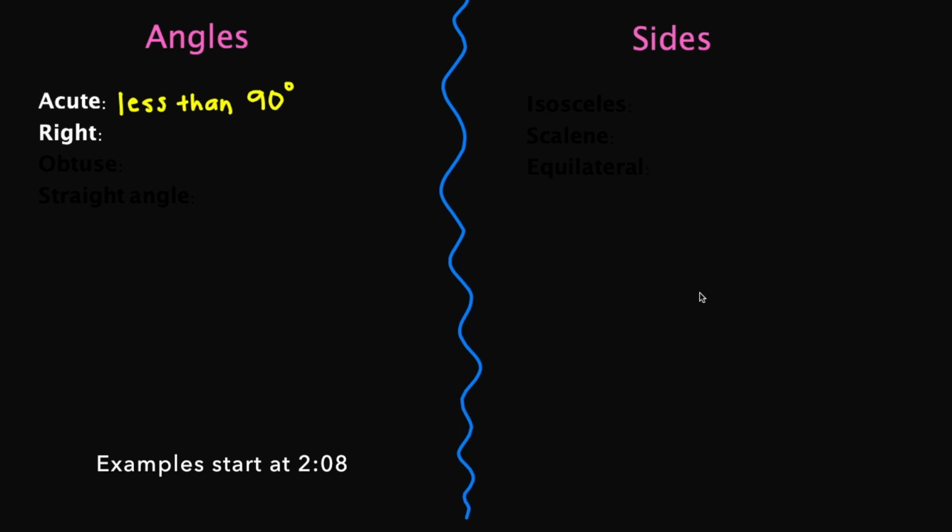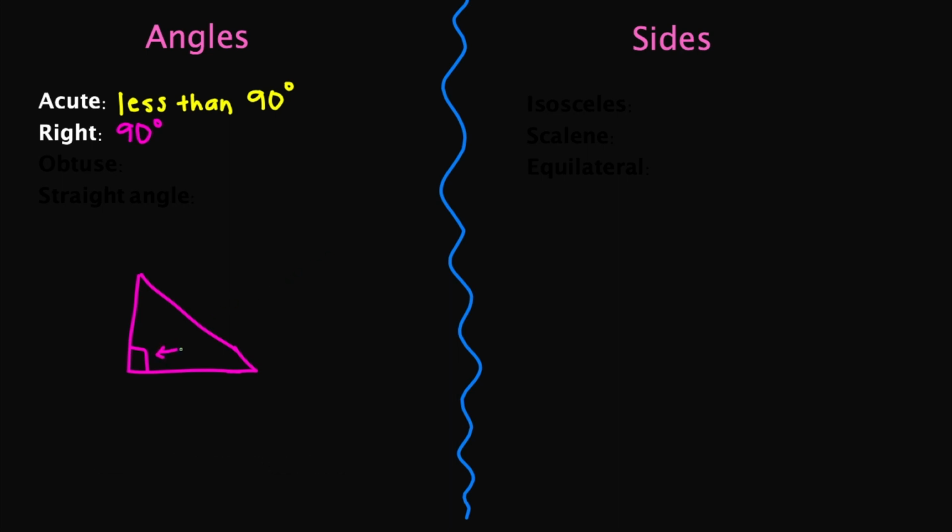If you have an angle in a triangle that is exactly 90 degrees, then this is an example of a right triangle. So if I have a triangle here, and notice that this angle here is 90 degrees, then this is an example of a right triangle.